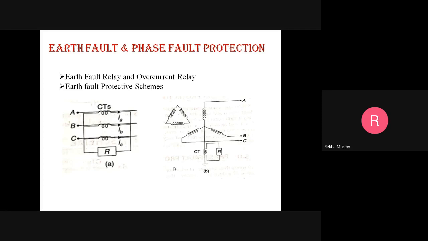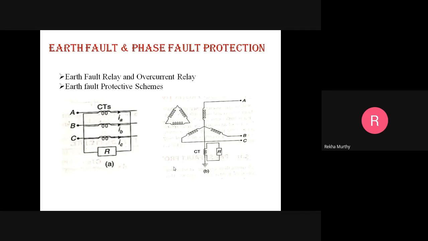Here the earth fault relay is set independent of the load current, and even its setting is below the normal load current. So whenever an earth fault relay is set to a lower value, its ohmic impedance value will be very high, which results in a high CT burden.